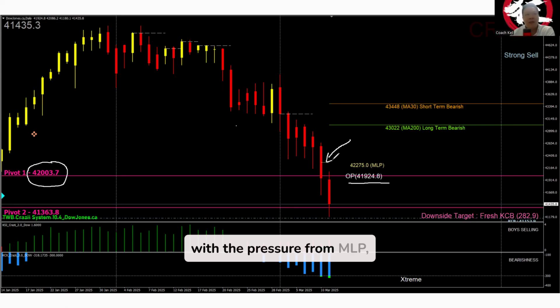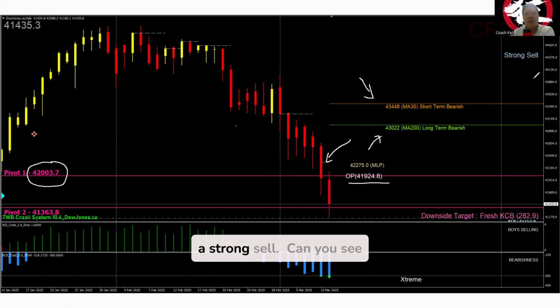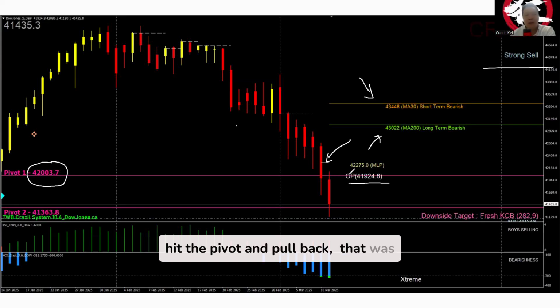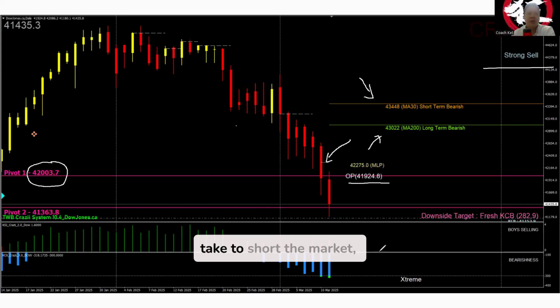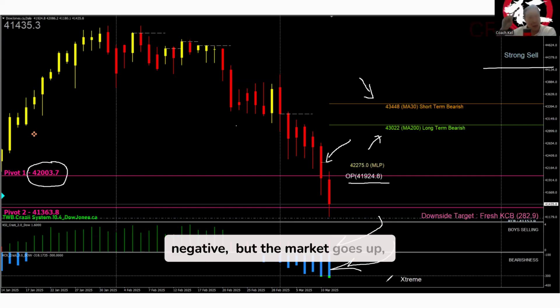With the pressure from MLP, MA 30, MA 200, it's a strong sell. Can you see that? So once the market hit the pivot and pulled back, that was the first sign of trouble that you can take to short the market, especially when the KSI and the KCX are all at the bearish side. It's very simple. If everything is negative but the market goes up, once it hits resistance, the market will pull back.